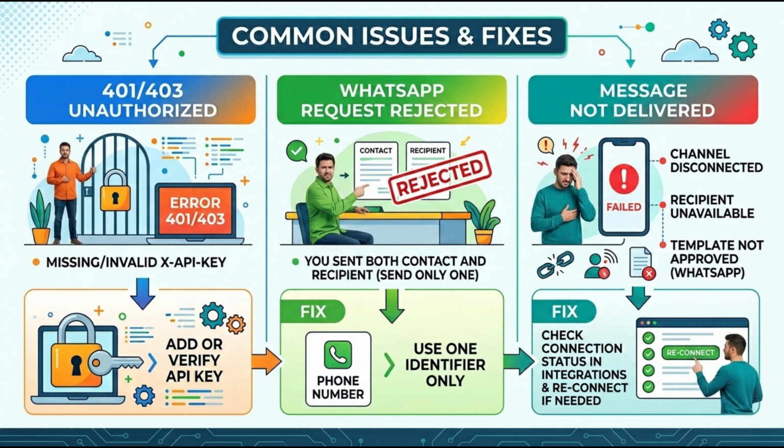When a message is not delivered, the issue typically stems from a channel disconnected, recipient unavailable, or template not approved for WhatsApp. To resolve this, check connection status in integrations and reconnect if needed, and verify that your template has been greenlit.